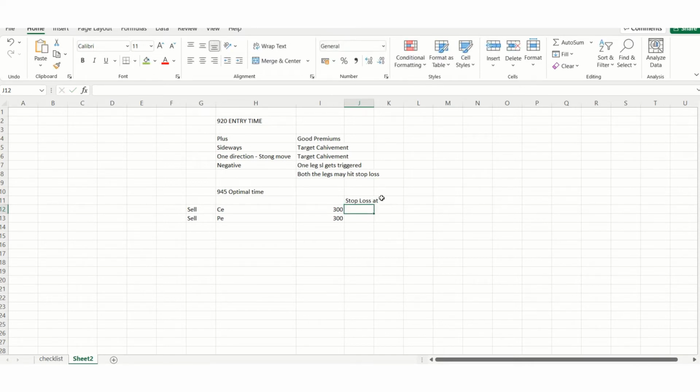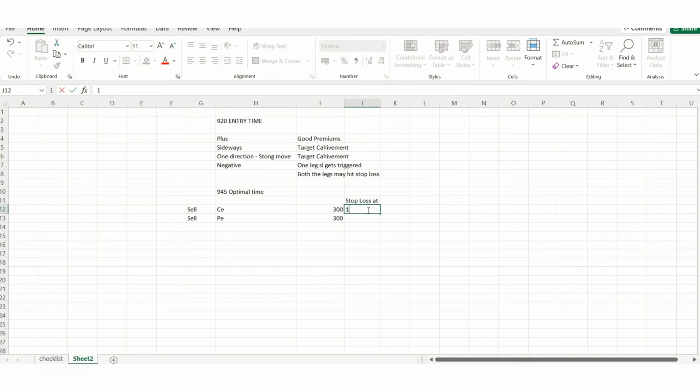There are many ways of placing the stop loss. Some people do it on percentage basis, okay. But in this case what I am proposing is that we place the stop loss of fixed 100 points, both legs. So our SL will be 400 for both CE as well as PE. Now let the market work.